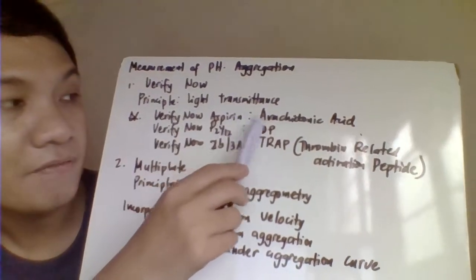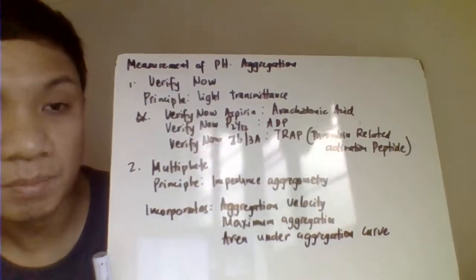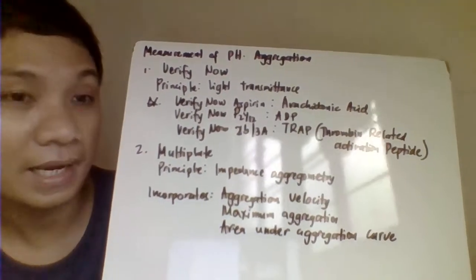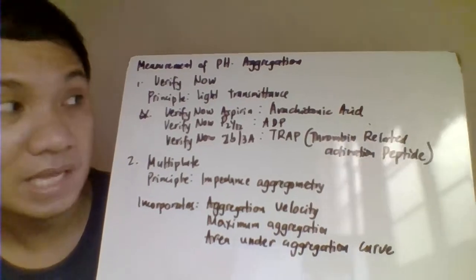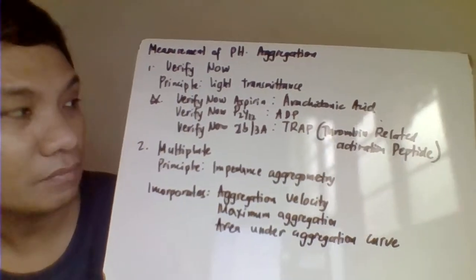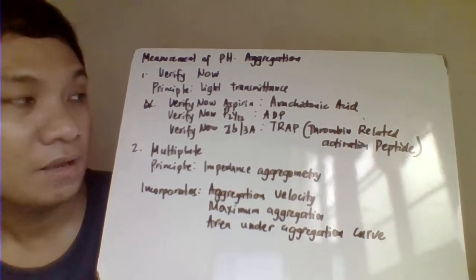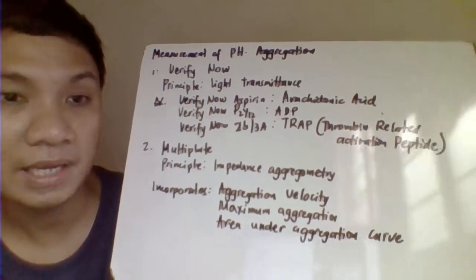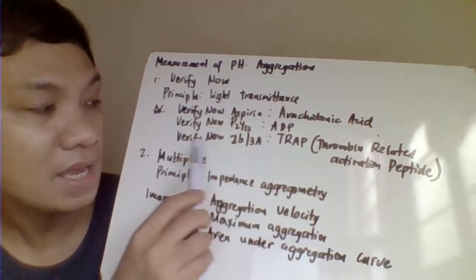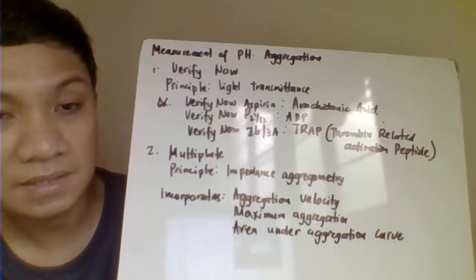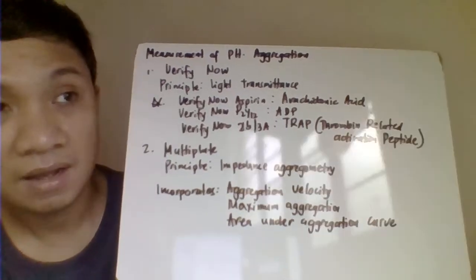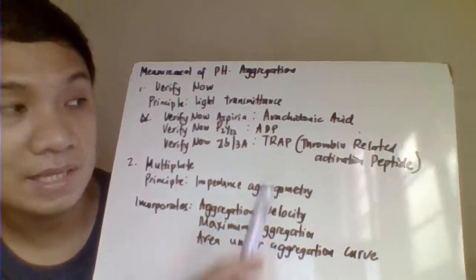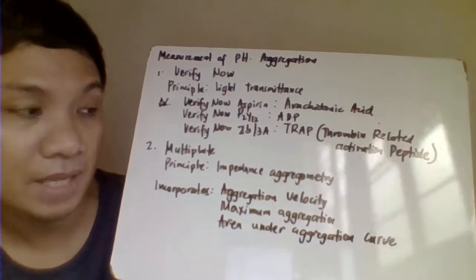This one will identify the platelet aggregation response to your arachidonic acid. So, can the platelets aggregate in the presence of arachidonic acid or not? This is the instrument you will use. VerifyNow P2Y12 will identify the ability of the platelets to undergo aggregation in response to your ADP. And VerifyNow IIb/IIIa will identify the ability of the platelets to aggregate in the presence of your thrombin receptor activating peptide, or TRAP.